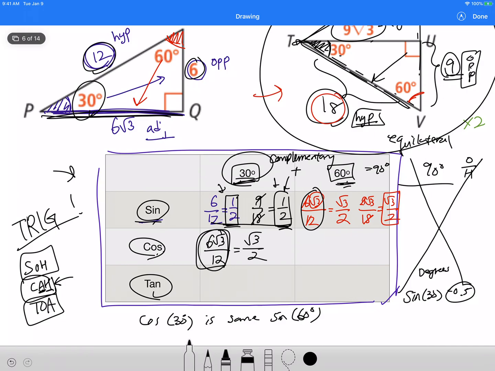Now, do we have to bother doing the other triangle? I don't think it's necessary at this point. You can figure out that similar triangles will still give you cosine of 30 for the second triangle to be root 3 over 2. So using that figure, can we guess what cosine of 60 would be? It should actually turn out to be 1/2, because we know that sine of 30 is the same as cosine of 60, because they're complementary angles, 30 and 60 right there.